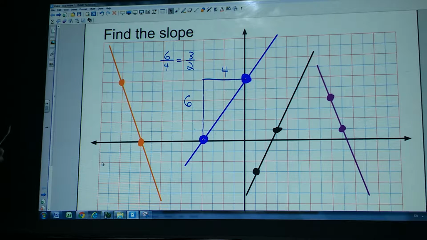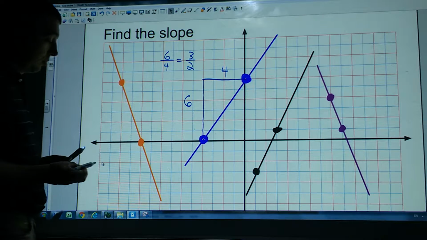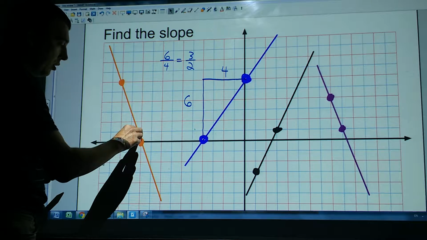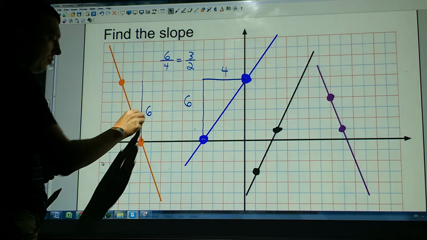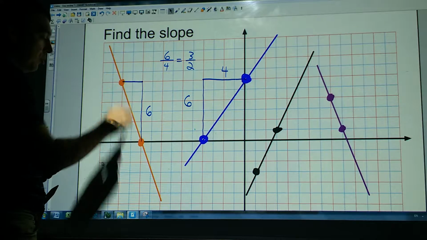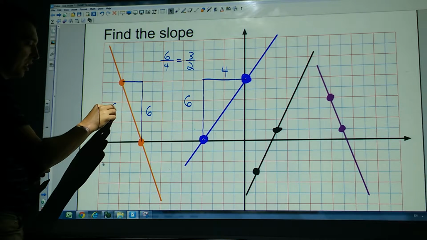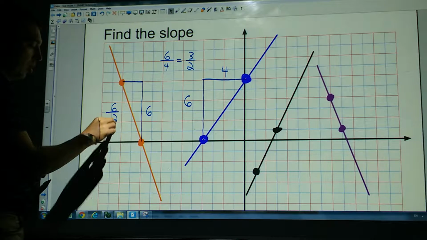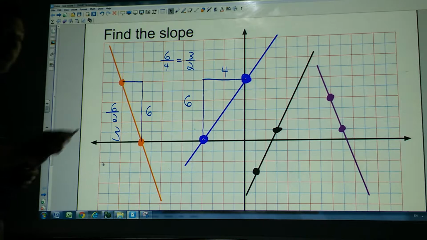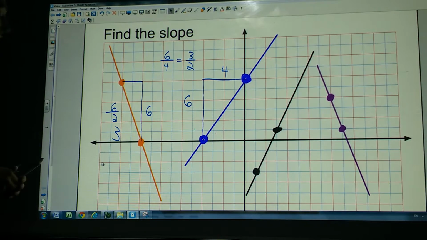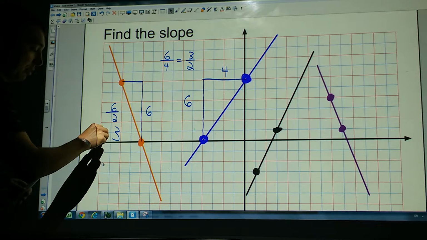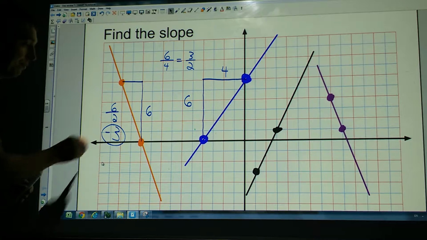Welcome back. Let's see if you got them right. Orange. I count up 1, 2, 3, 4, 5, 6, and over 1, 2. So this should have been 6 over 2, or 3. If you put 3, you're almost right. You need to check to see if it's negative or positive. The slope is going down, so this has a negative slope. So the correct answer should have been negative 3.